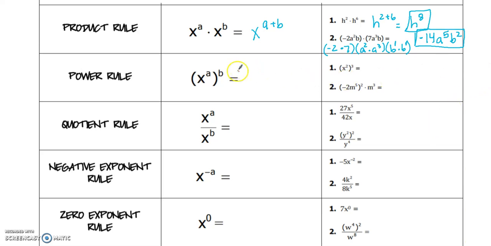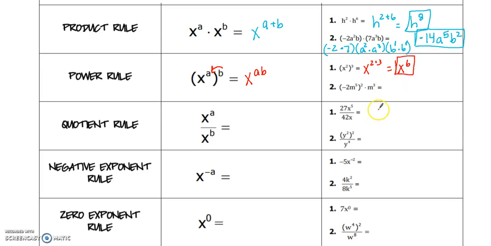The next one is the power rule. I have an exponent raised to an exponent. So remember, if I have an exponent on the outside of a parentheses, I need to distribute. But if I try to distribute and there's already an exponent there, that means I need to multiply the two exponents together. So in my first example, I've got x to the second raised to the third. So I'm going to distribute that 3. That means I'm going to end up having x to the 2 times 3, which will give me x to the 6th power.